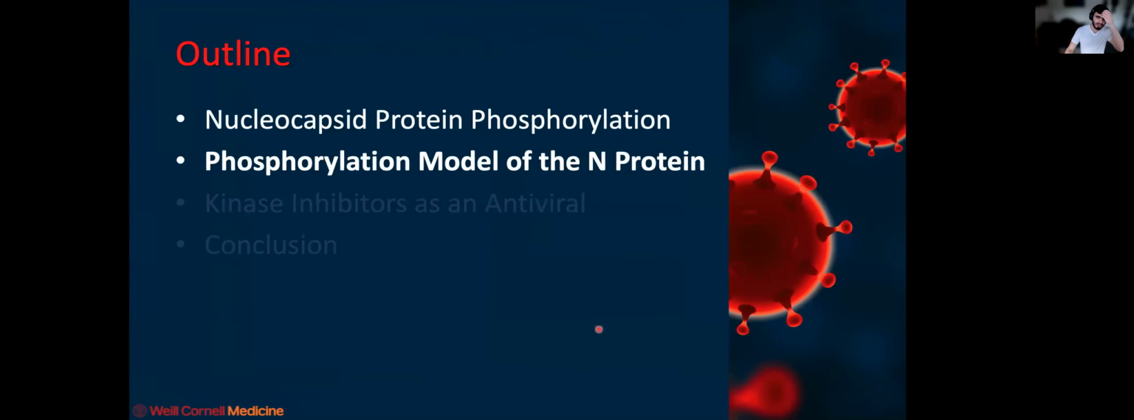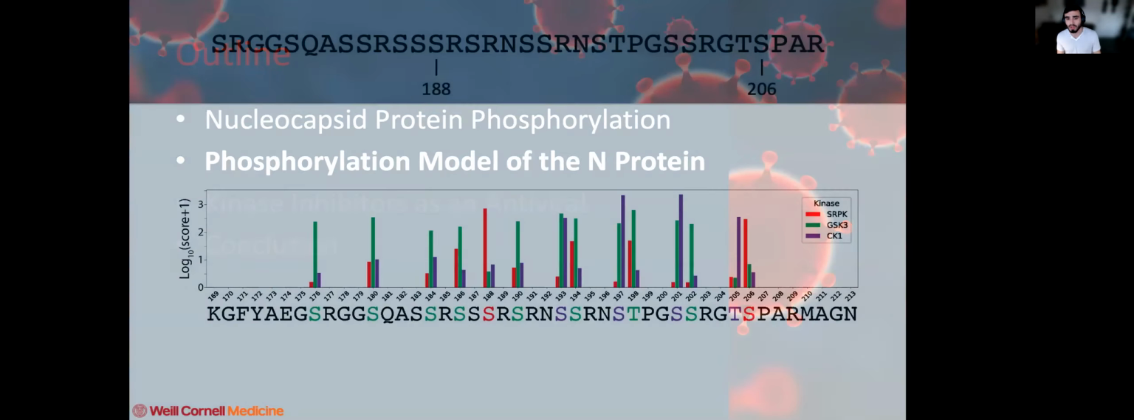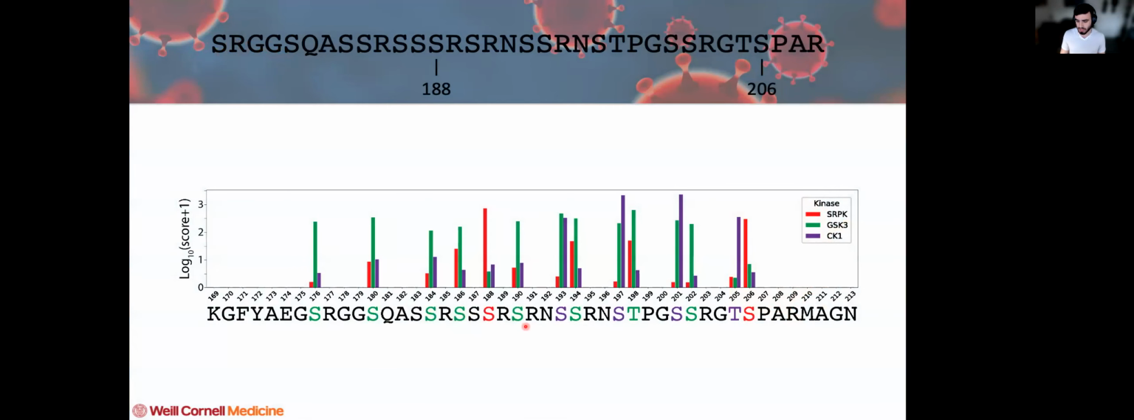This is where the Kinase Library comes into play. When plugging the sequence into the Kinase Library, we saw that there are two particular sites, serine 188 and serine 206, with scores particularly high for the SRPK kinase family. And why is that?